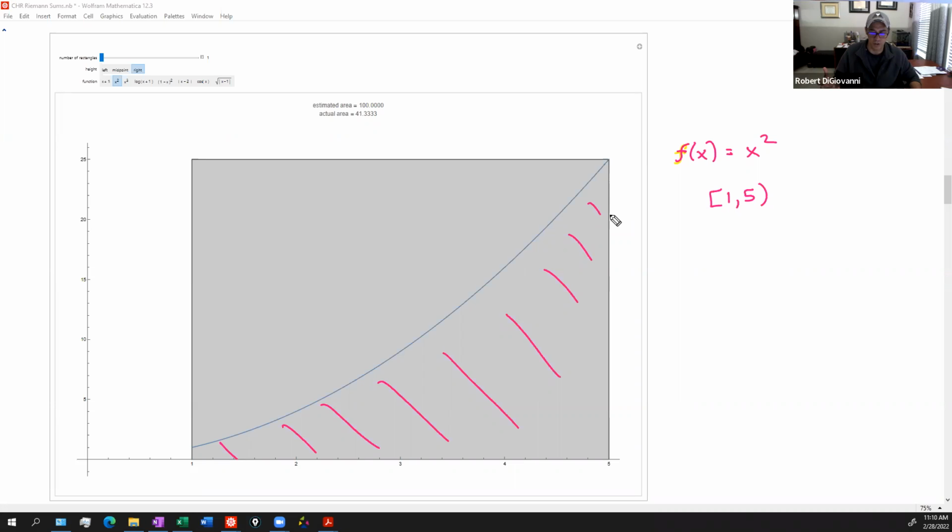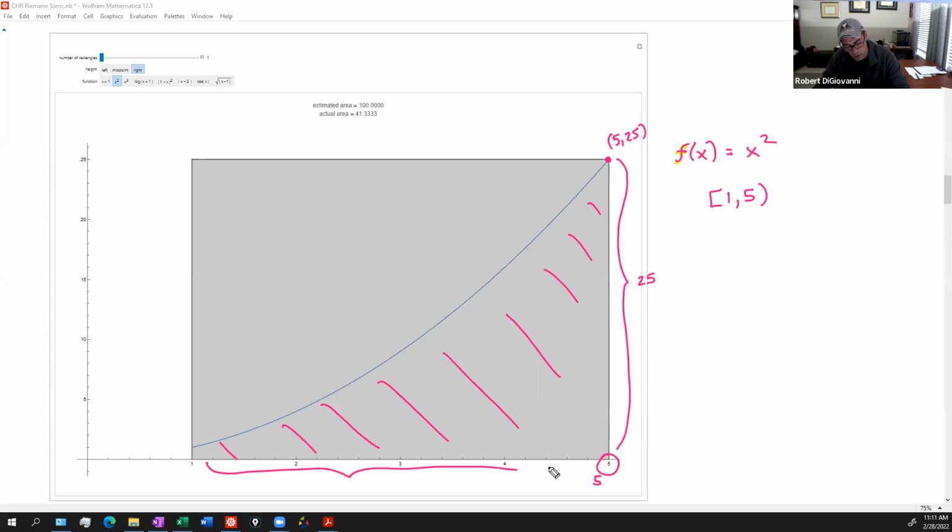So one thing I could do, because I know the value of the function, is go to the right endpoint, 5, right? And I could plug 5 into the function. So if I plug 5 into the function, I get this point up here. This is the point (5, 25). I know that the height of this then is 25, right? And then, I'm sorry, this distance here is not 5, it's 4. I apologize. We're going from 1 to 5, right? So the width of this rectangle is 4. The height of this rectangle is 25. And so an estimate would be 100.